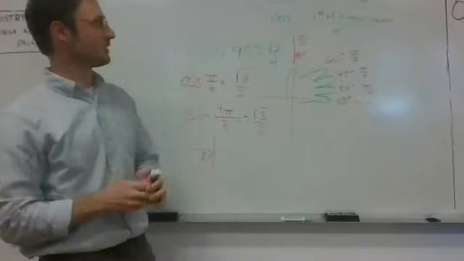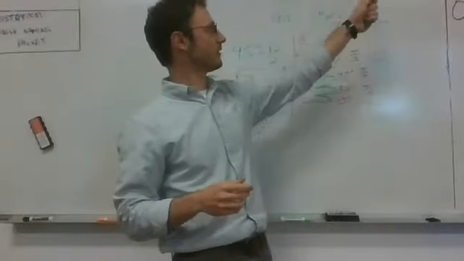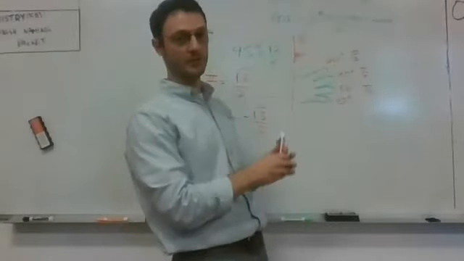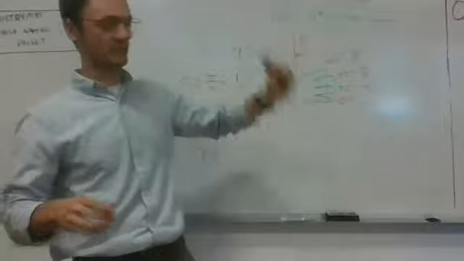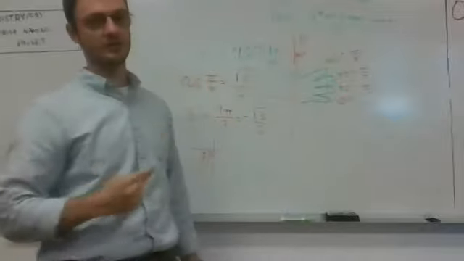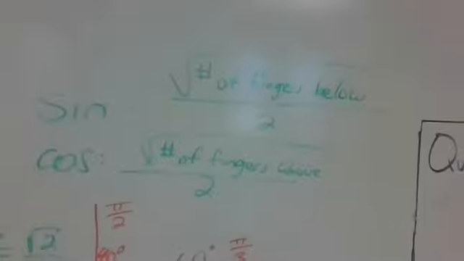So the main thing to remember here, sine is the square root of fingers below the angle divided by 2, and cosine is the square root of the number of fingers above the angle divided by 2. There we go. So you got a good look at what I'm talking about.